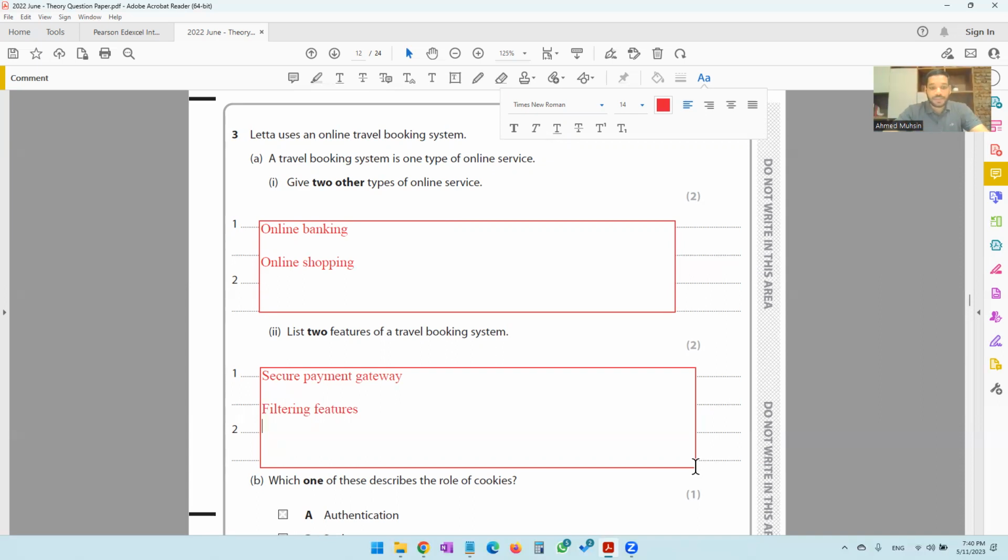Okay. Then something else that you would have is a calendar where you can select your dates. Okay. When do you want to book? When do you want to check out? You know, things like that.